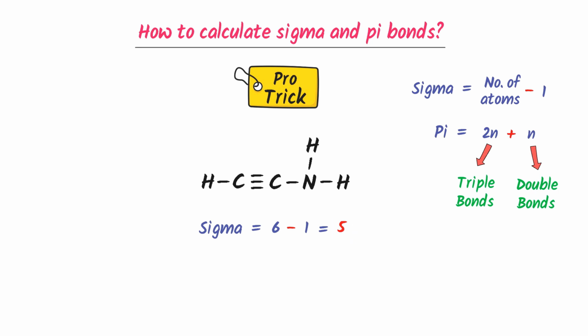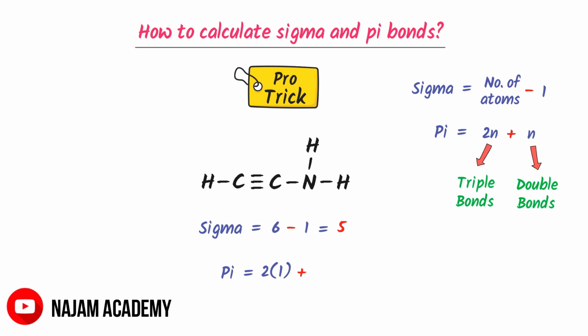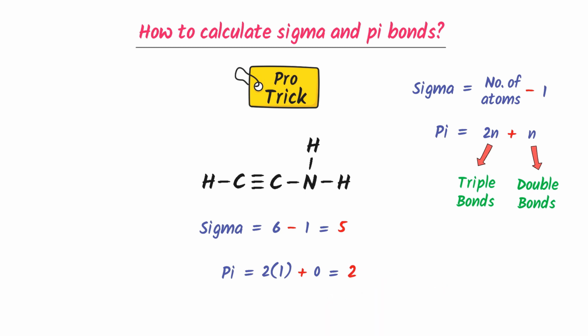On the other hand, we know that pi bonds in a molecule is equal to 2n plus n. Now there is one triple bond, I write 2n to 1 plus we can see that there is no double bond present in this molecule, I write 0. So I get 2n to 1 plus 0 is equal to 2. Thus there are 2 pi bonds present in this molecule. So there are 5 sigma bonds and 2 pi bonds present in this molecule.